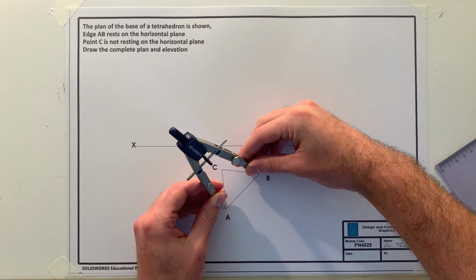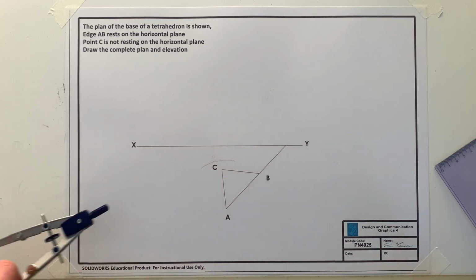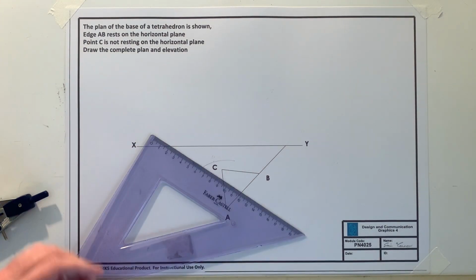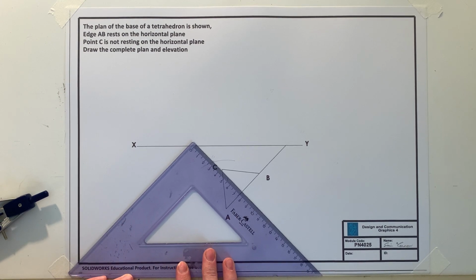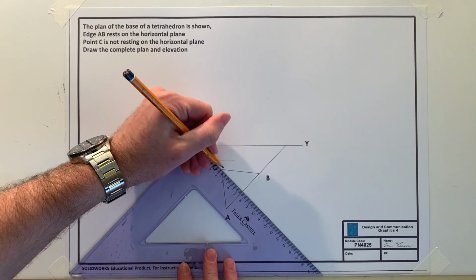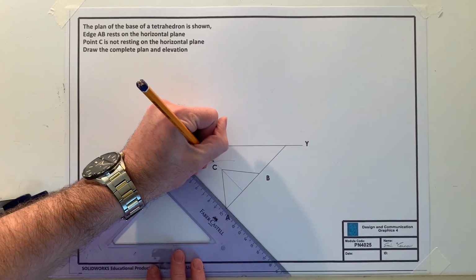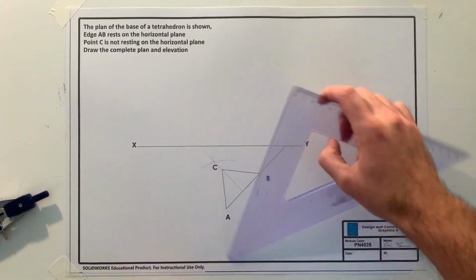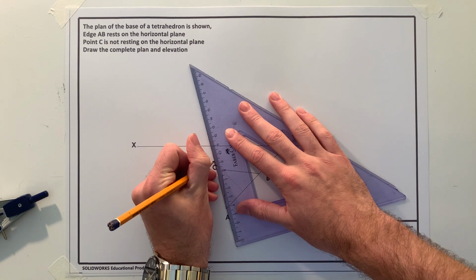If I take that distance, which is this one here, and I mark it off above here, and then all I have to do is take a perpendicular line from this one through C, like so, and now that is the base of our tetrahedron lying on the horizontal plane.